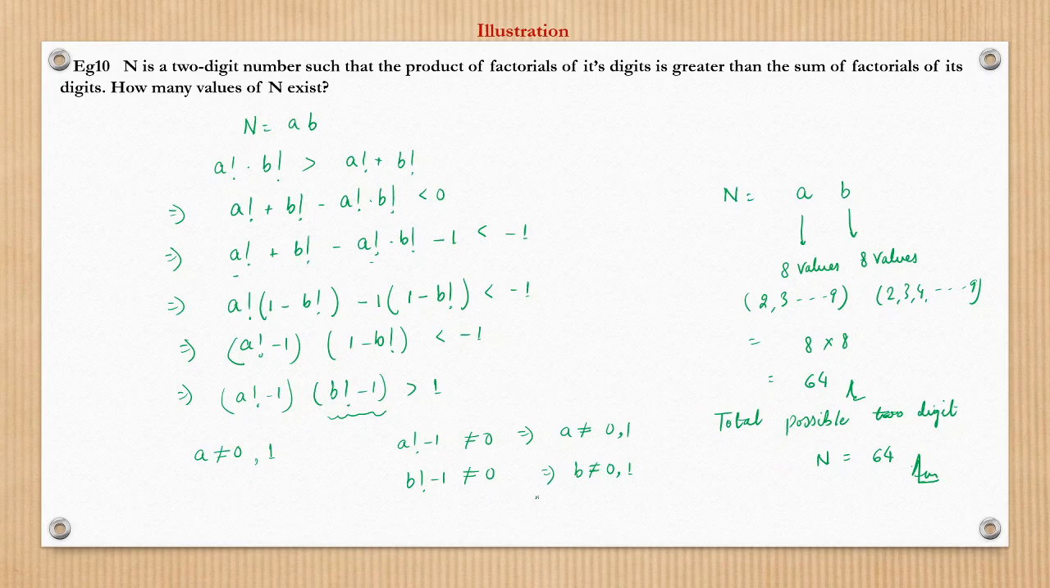So this is an interesting way. First we rearranged the question equation, and then we sorted out certain values of a and b that are not possible, and whatever values were possible, those we took. There were 8 possible values which a can take. Similarly, b can take another 8 values. So the total combination would be 8 into 8, 64.